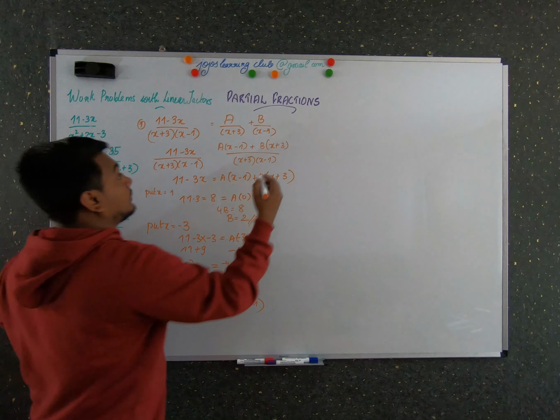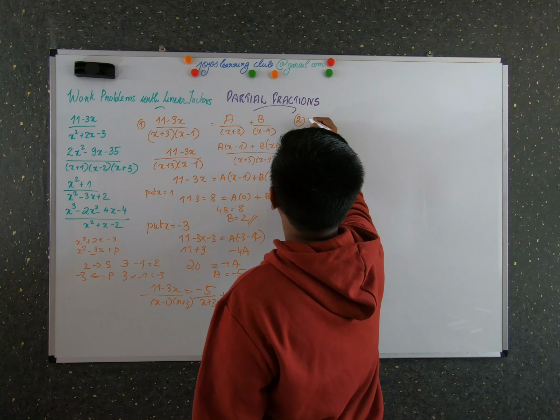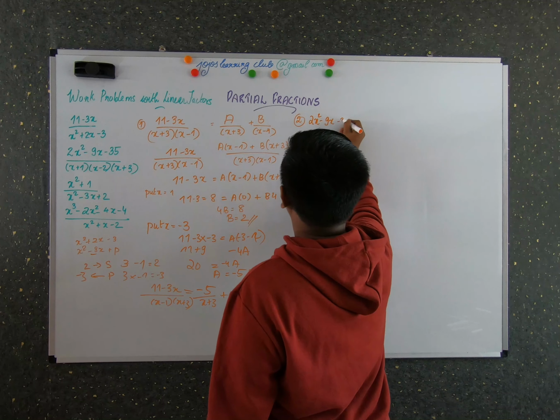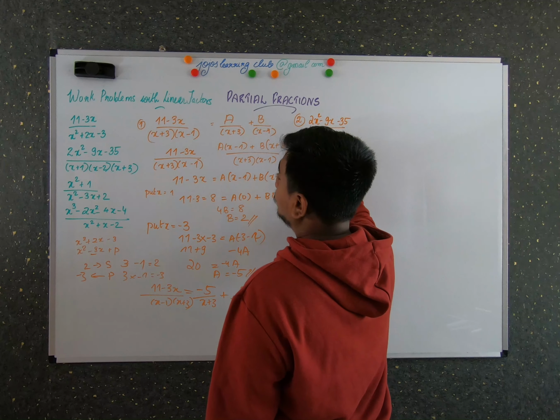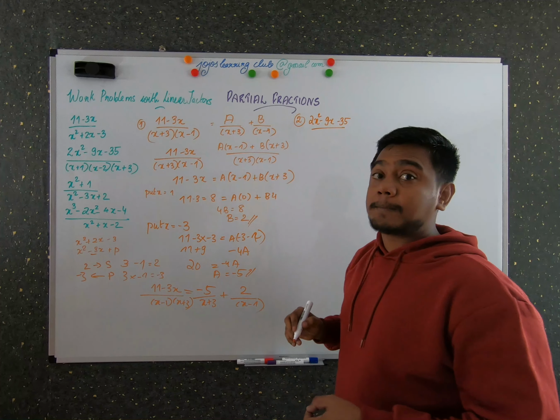Now let's do the second problem. As we go on, it gets a bit tougher. So okay, 2x square minus 9x minus 35. Try to write it step by step so you will not make any mistakes in your problem.